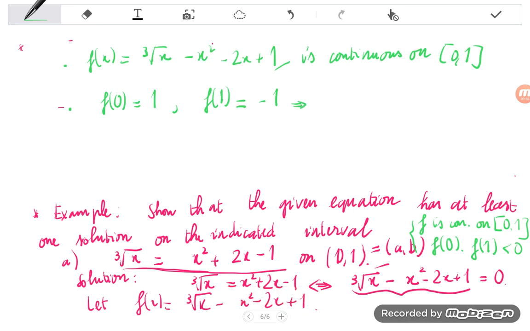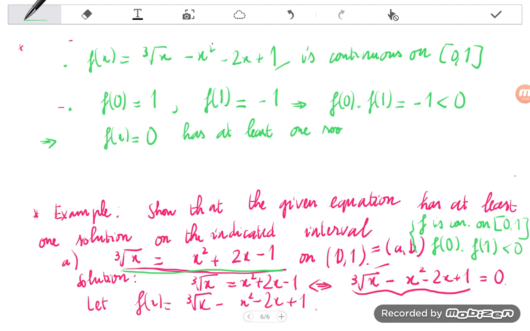So we have that f(0) times f(1) gives the result -1, less than 0. So these two conditions are satisfied, and of course, according to the root location theorem, we will have the conclusion that the equation f(x) equals 0, of course this is our equation, has at least one root on the open interval (0, 1). Okay.